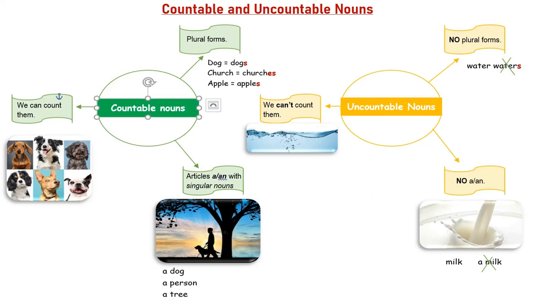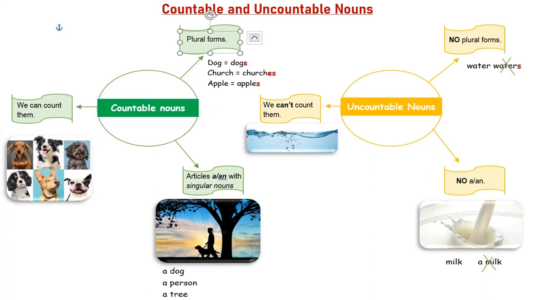Countable nouns have three characteristics. Number one is that they can be counted. For example, the noun dog. We can count dogs. So we can say one dog, two dogs, three dogs, four dogs, five dogs, and so on. The second characteristic of countable nouns is that they have plural forms.